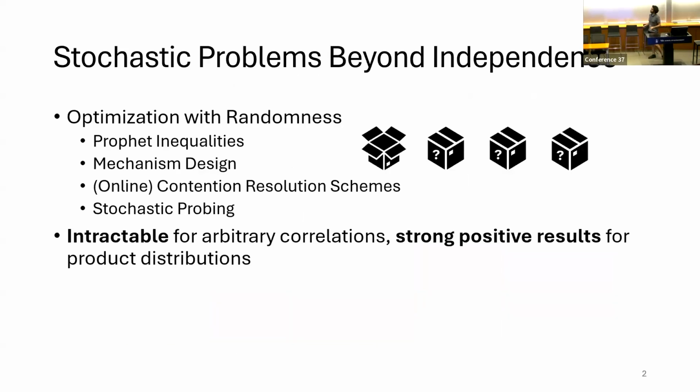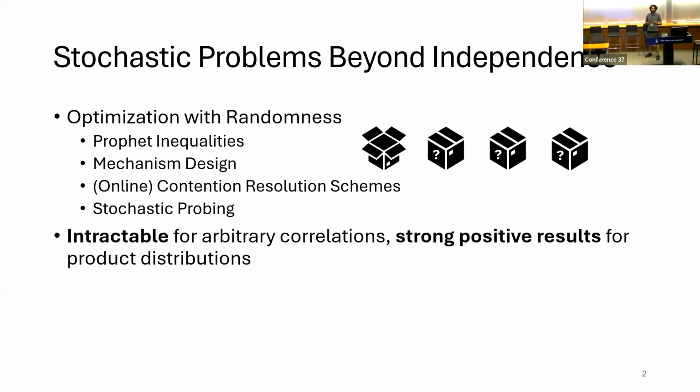Okay, so the first thing I want to do is put our work into this broader context of looking at stochastic problems beyond independence assumptions. So in many stochastic problems, our goal is to optimize some objective when we have some underlying uncertainty in the form of random variables. And often, if we permit these random variables to have arbitrary correlations, then the problems are often intractable in the sense that we can't get any constant approximation.